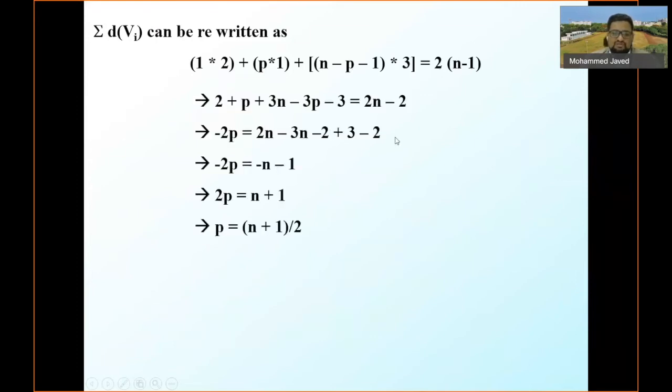Now let us simplify this. 2 plus p plus 3n minus 3p minus 3 is equal to 2n minus 2. So minus 2p is equal to 2n minus 3n minus 2 plus 3 minus 2. Here minus 2p is equal to minus n minus 1, so 2p is equal to n plus 1. So the number of pendant vertices is p equals n plus 1 divided by 2.